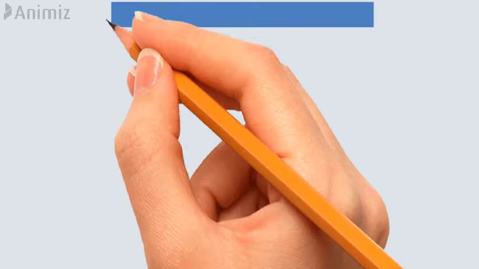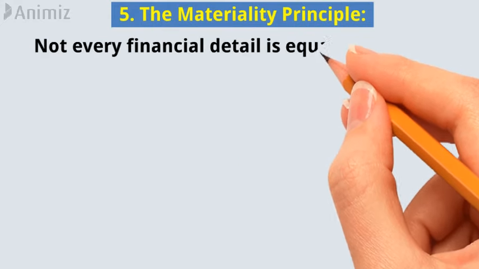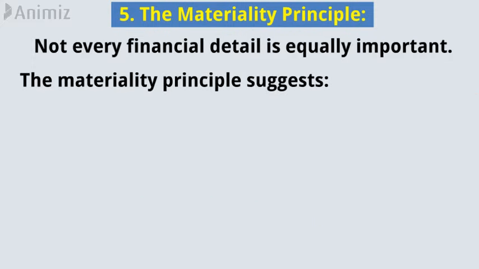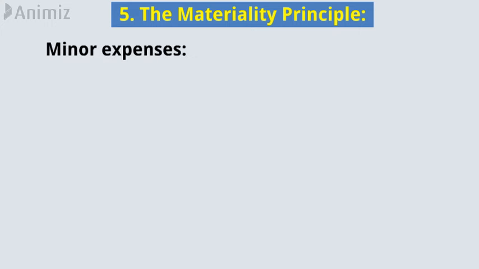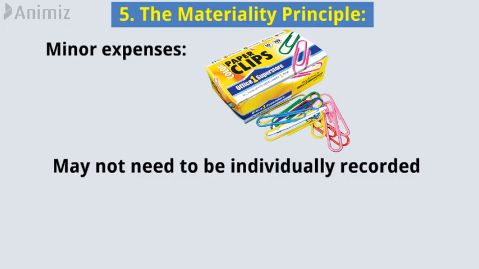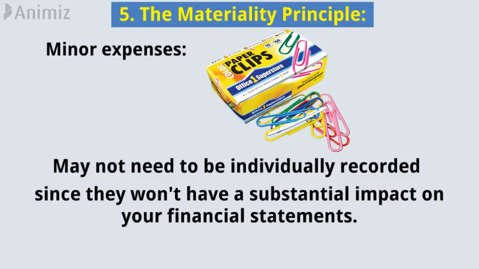Number 5. The Materiality Principle. Not every financial detail is equally important. The Materiality Principle suggests that only significant financial transactions should be recorded in detail. Minor expenses, like a box of paper clips for the bakery, may not need to be individually recorded since they won't have a substantial impact on your financial statements.